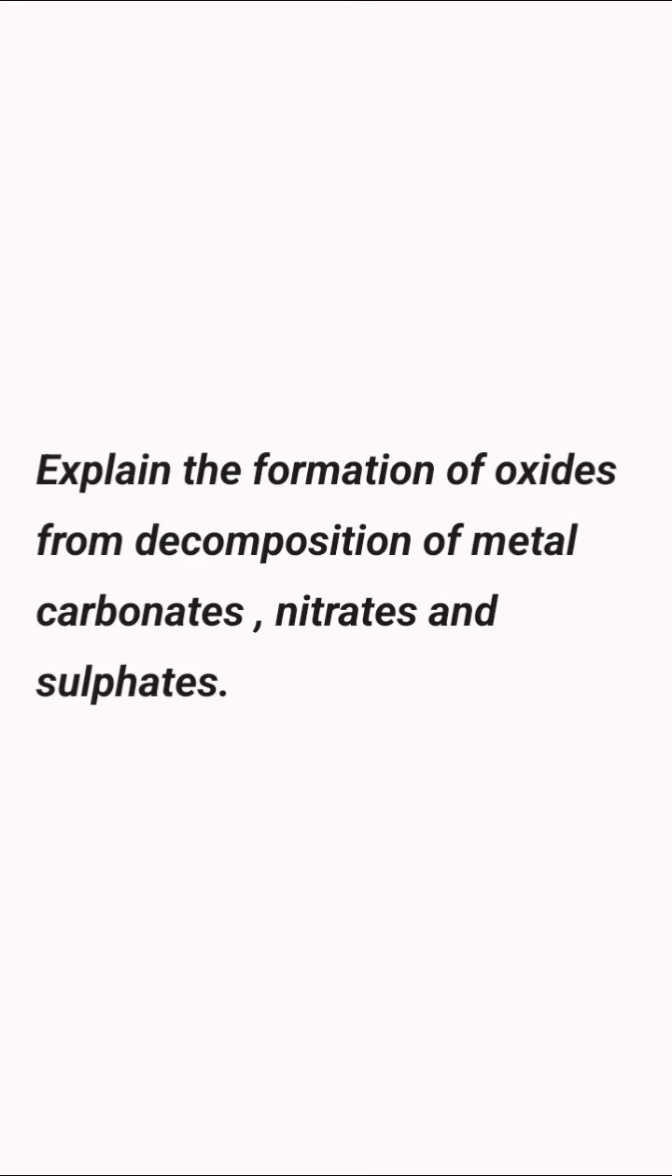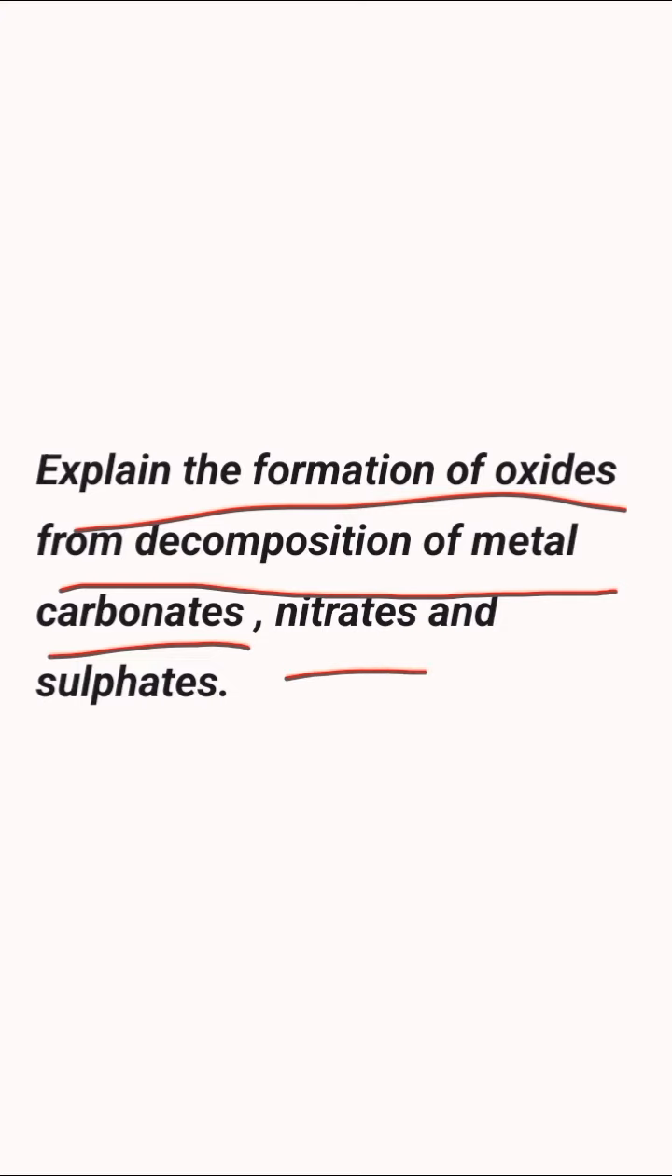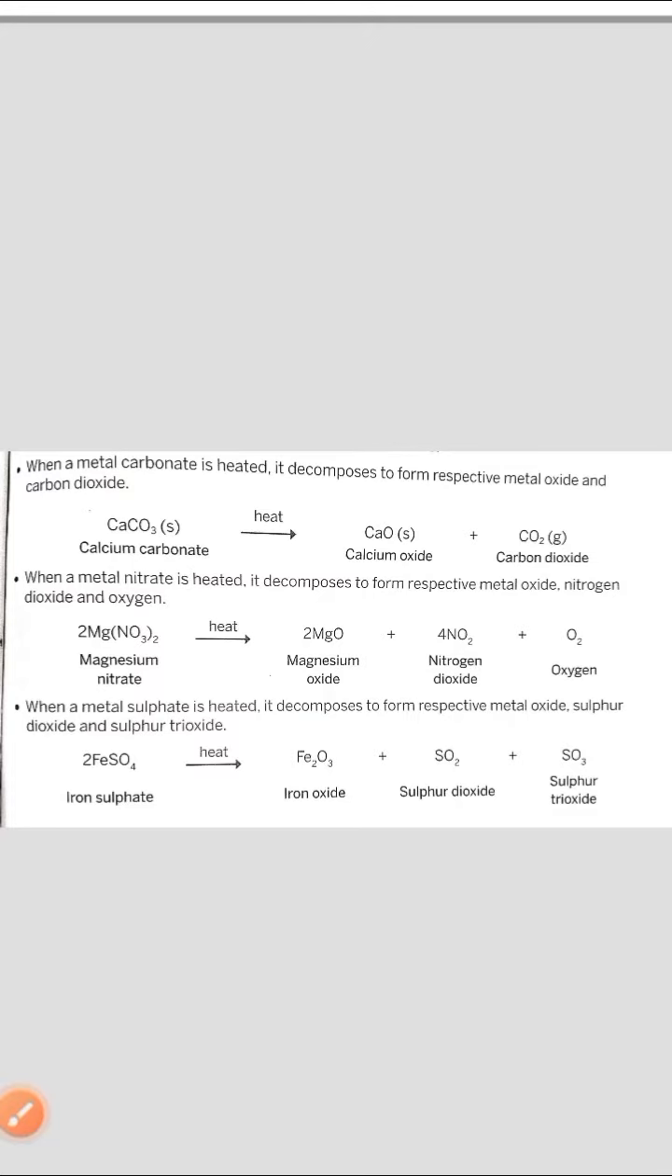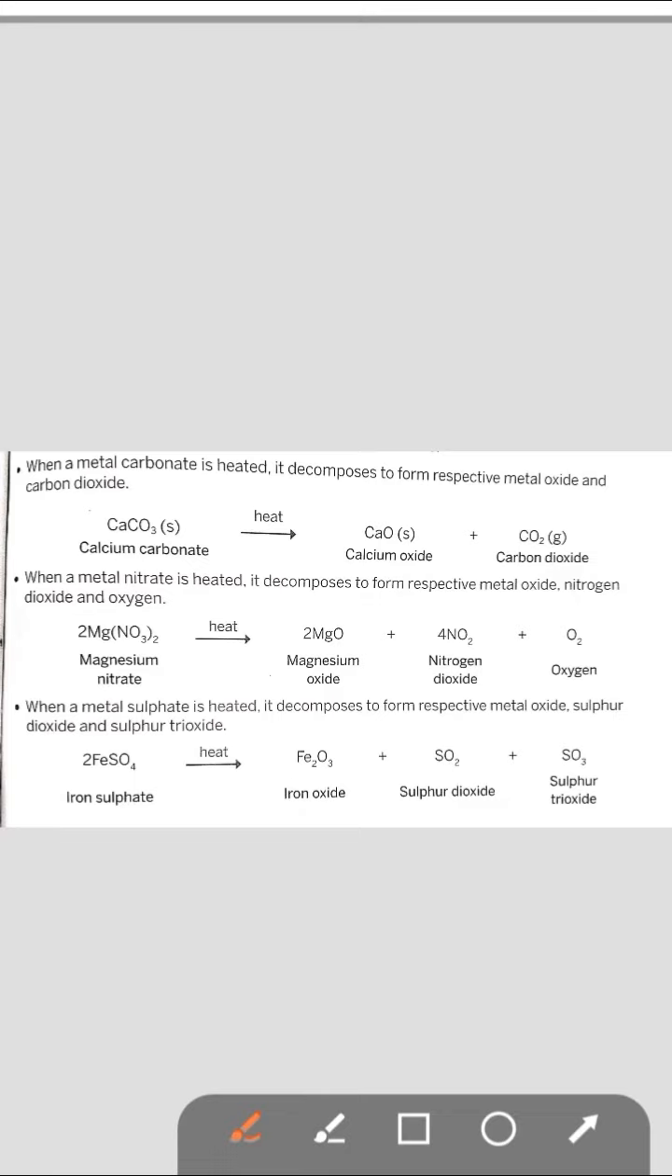Explain the formation of oxide from decomposition of metal carbonates, nitrates and sulphates. Okay, now discuss. When a metal carbonate is heated, it decomposes to form respective metal oxide and carbon dioxide, that is calcium carbonate, that is CaCO3, heated form respective metal oxide, that is calcium oxide CaO, and carbon dioxide CO2.